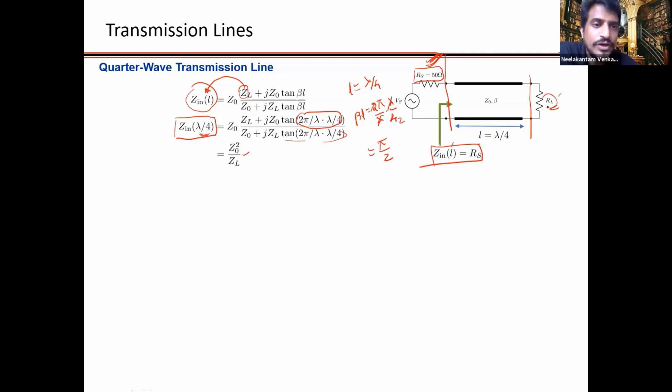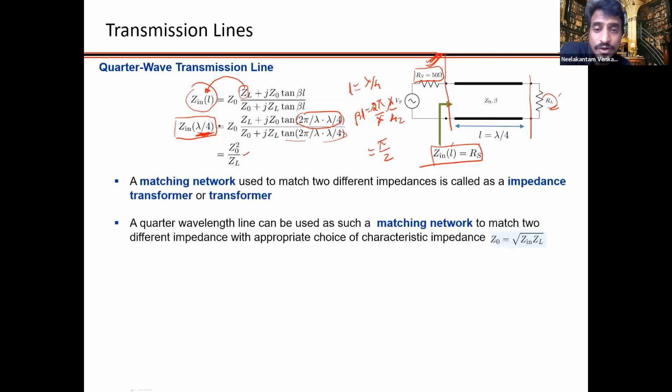So whatever load impedance you have, you get 1 over ZL at a quarter wavelength away. So that becomes a quarter wave transformer. You can use this for matching.